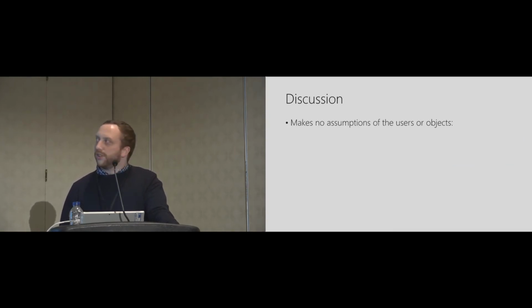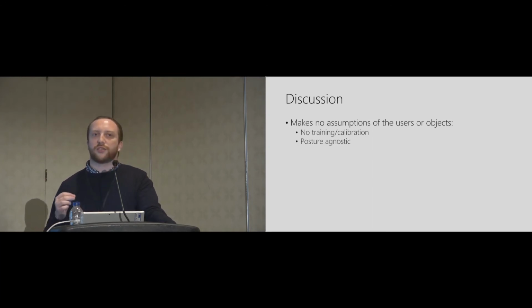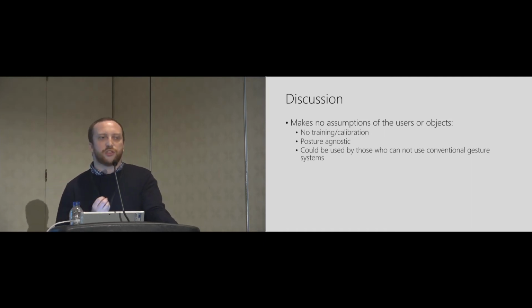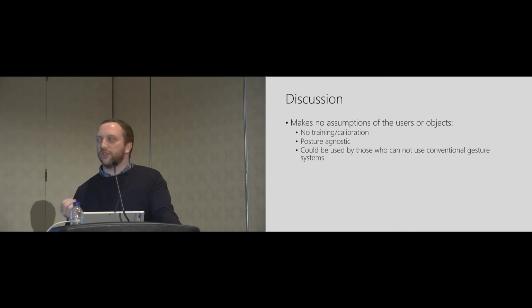An important point is that MatchPoint makes no assumptions of the users or the objects. So there's no training or calibration. It's posture agnostic. The user doesn't have to be in the scene as long as the motion they generate is witnessed by the camera. And this has big implications as an accessibility device because most gesture techniques assume the user has hands. In this technique, as long as the user can generate some form of motion, they can use the system.